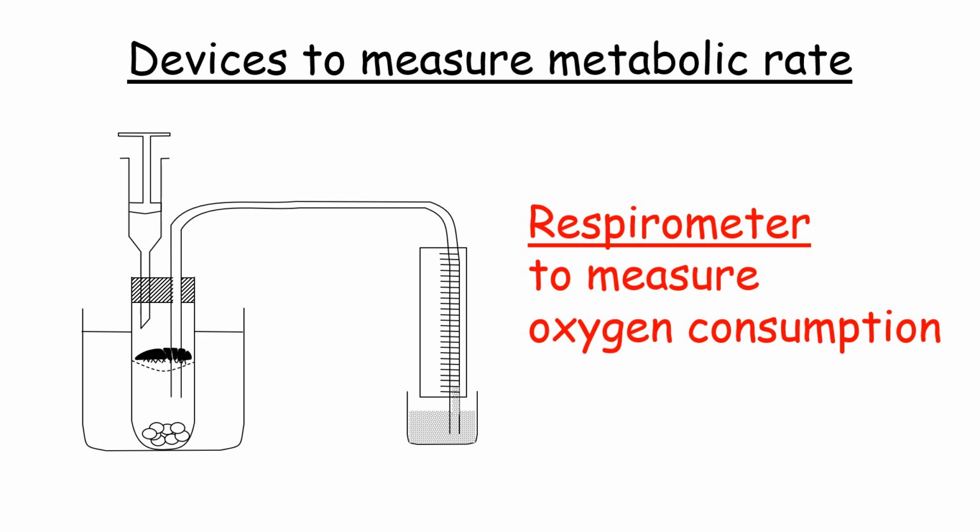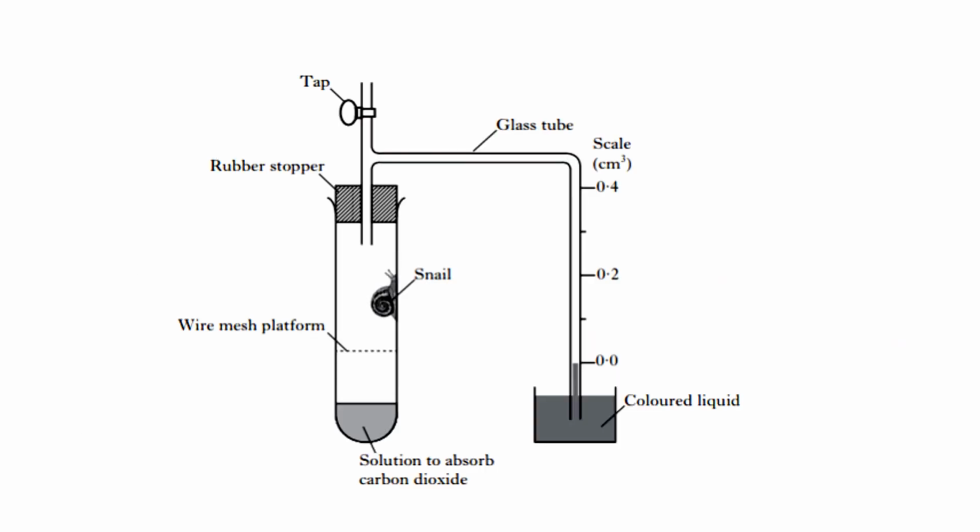Generally, it doesn't work that great. It's almost one of those things where you bring the experiment and people get really excited because you've got little wood lice or ants, and then there's not actually that much to observe. But essentially, the last device used to measure metabolic rate is the respirometer, and the respirometer is used to measure oxygen uptake.